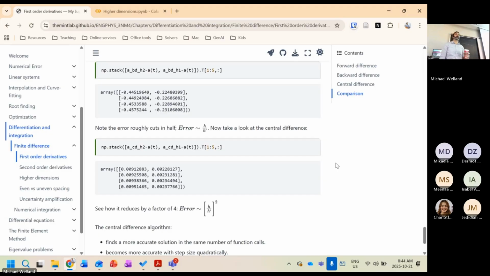A chain is only as strong as its weakest link. So what's it going to be? Nope. Yeah, not going to be h squared, right?